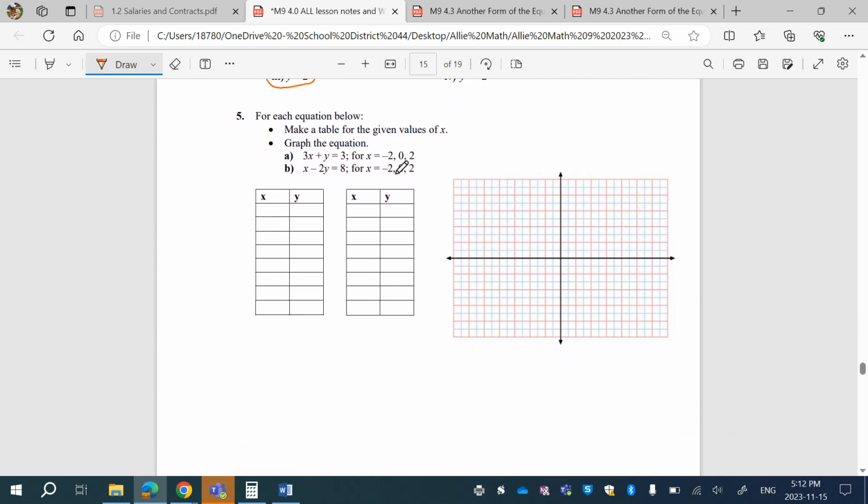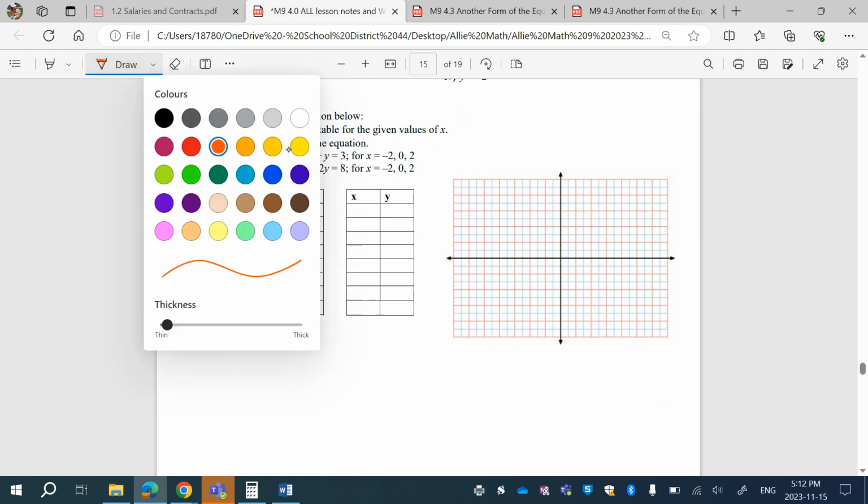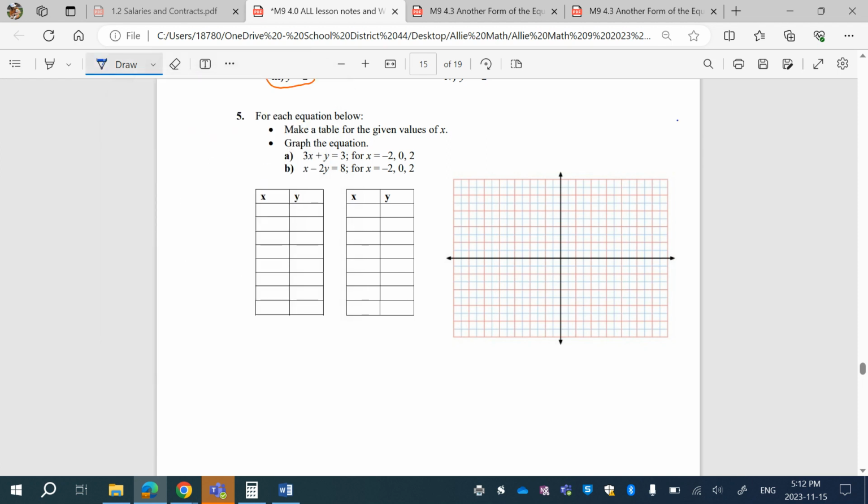And let's do this last one. For each equation below, make a table for the given values of x, graph the equation. So they give us these values of x right here, and then they want us to graph it. They want negative 2, 0, positive 2, negative 2, 0, and positive 2. So let's just input these in and get the values.